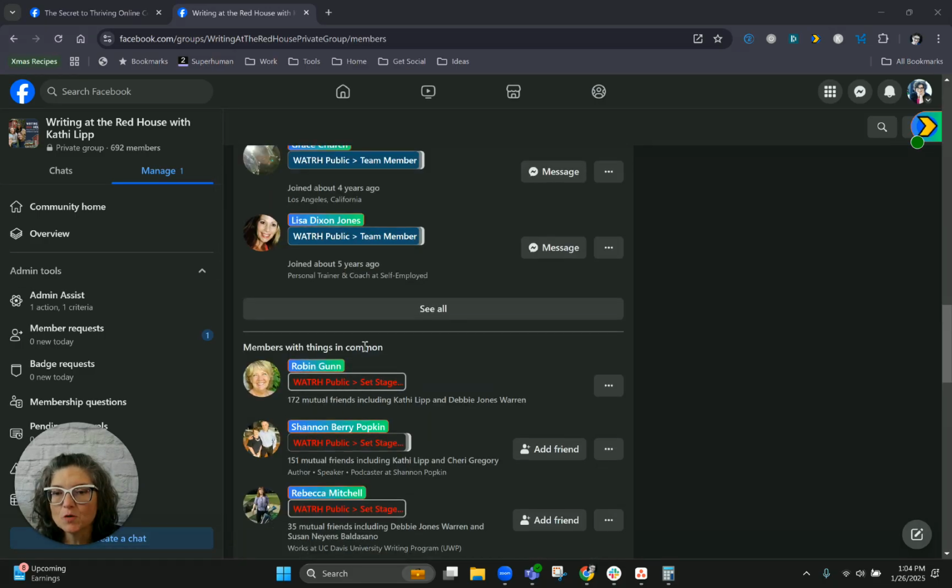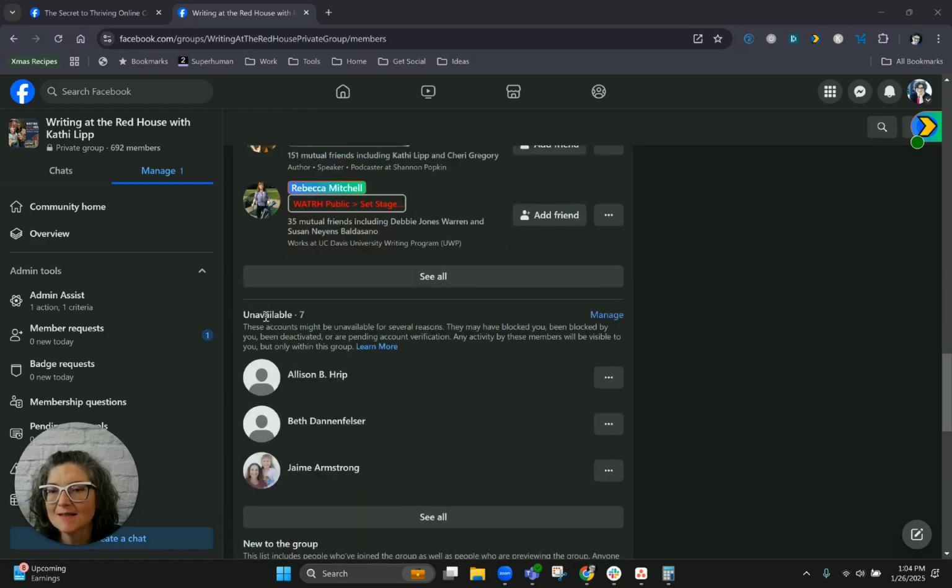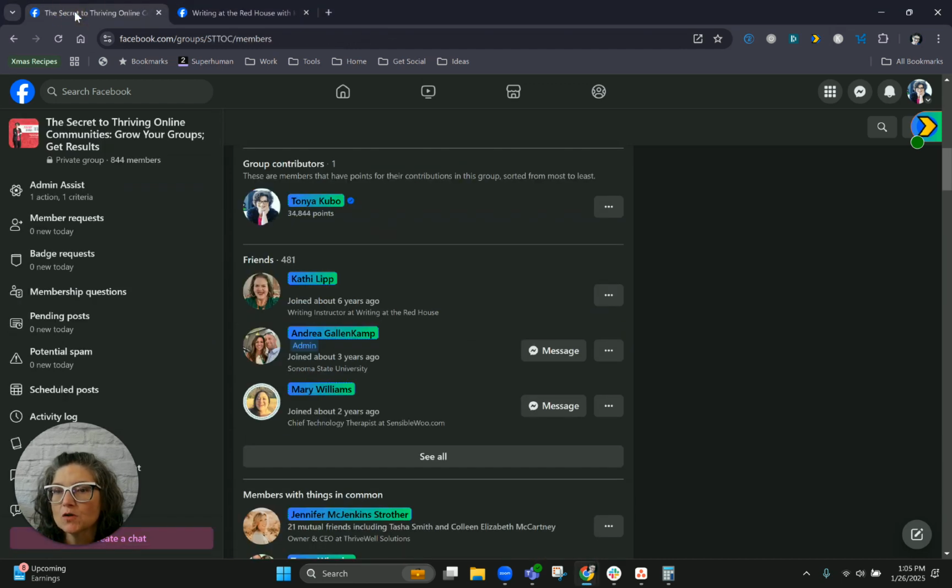So you'll see underneath members with things in common, there's another section that says unavailable. And you'll see in this group there are 7 unavailable accounts. So what this means is these are individuals, or users, who have either disabled their Facebook account, they have blocked you, they may have had their account shut down for some other reason, maybe they've put their account on pause, but for whatever reason their account on Facebook is either not accessible to you or it's not active, and yet they still count toward your total number of members.